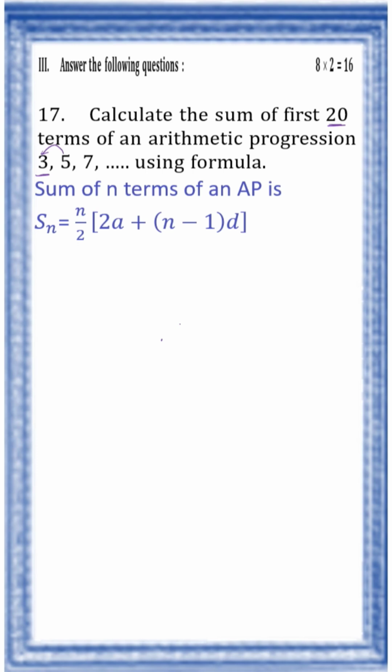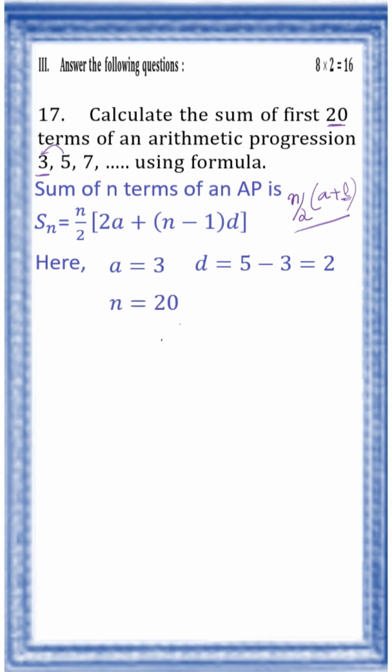Other formula is n by 2 into a plus l. L means you have to find the last term. It would be a little bit time consuming. If you use this formula also, you can get the same answer. Okay, now here what has been given? A is equal to 3, D is equal to 5 minus 3, that is 2, N is equal to 20.